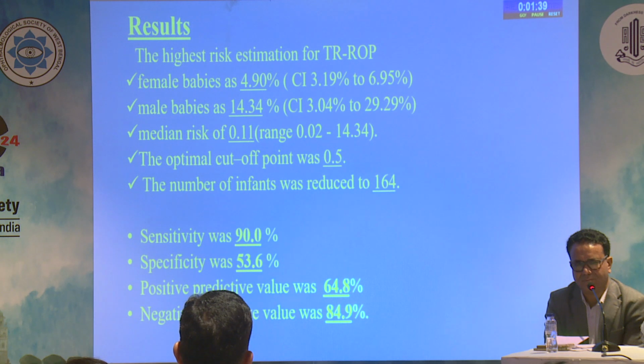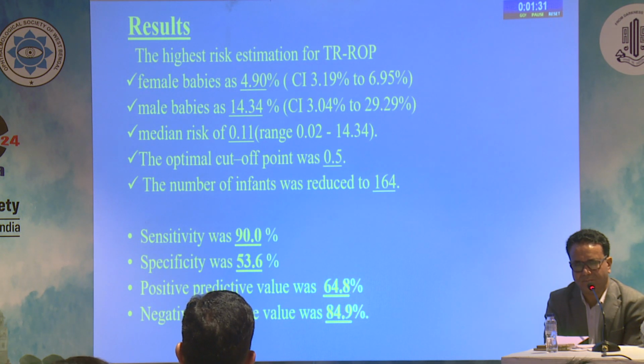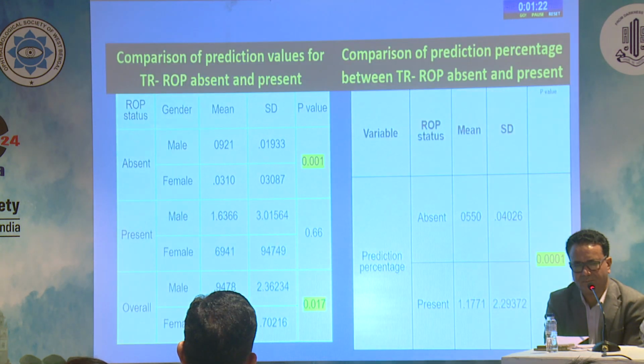In the results here, unusually, males were shown to have a higher prediction for ROP treatment in the future compared to females, because of hormonal imbalances and also because of certain pro-inflammatory cytokine factors. The sensitivity is 90% and the specificity was 53.6%.